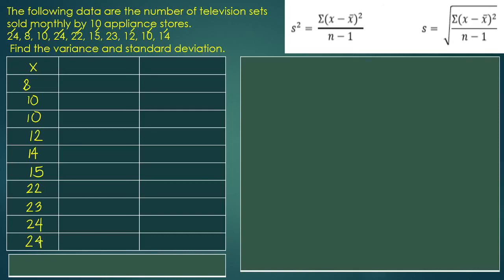Now, we have x minus the mean. Okay, let's compute the mean first. Use your calculator, please. Kindly add all these scores. What is the sum of all of these? 162. Divided by how much? How many scores are there? 10. So you have 16.2. Okay? So let's begin. What is 8 minus 16.2?